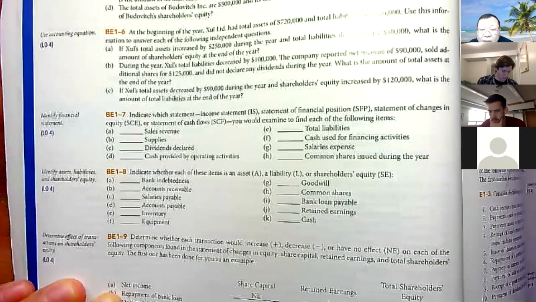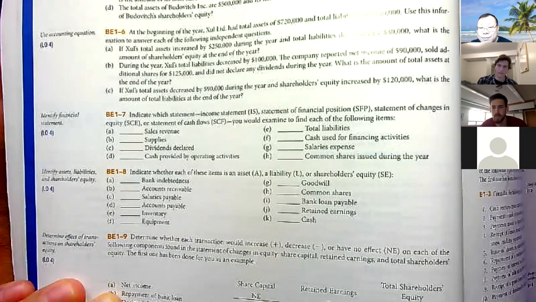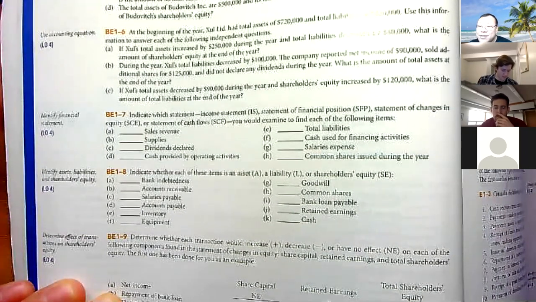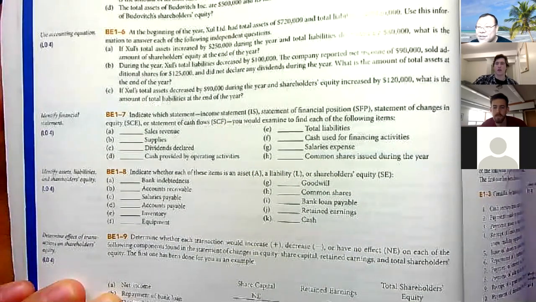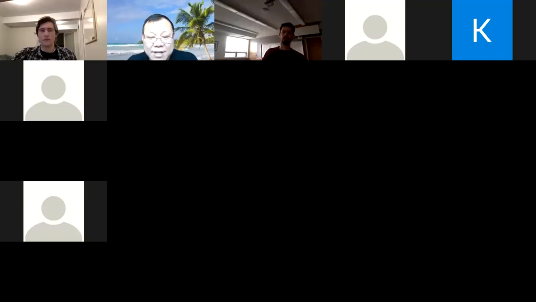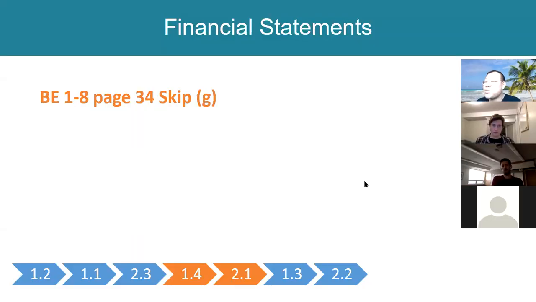Bank loan payable. Long-term liability. Good. Retained earnings. Equity, shareholder equity. Cash. Current asset. So that's our practice. I hope it makes sense. Just give me one second. Let me share my screen. I wish there were an easier way to switch between PowerPoint and the document camera. We are okay with this question. It's pretty straightforward.